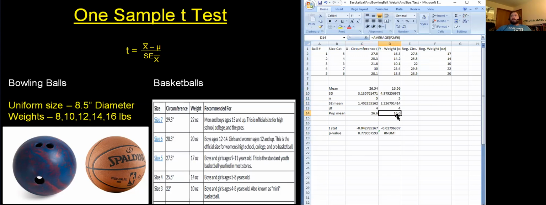Yep. Population mean of weight, F2 to F6. So far, so good.